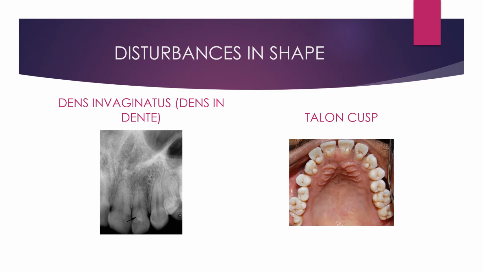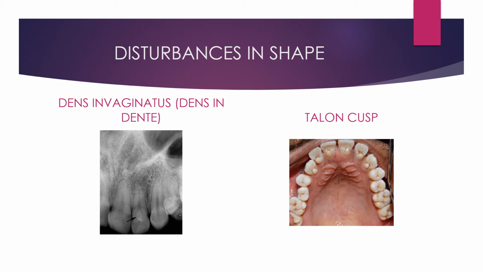Dens invaginatus describes an infolding of enamel into dentin. Due to the abnormalities, root canal therapy can be problematic. Clinically, there appears to be a deep lingual pit. Because of the depth of the pit, good oral hygiene is difficult, if not impossible. Caries in the pit causes access to the pulp very quickly. These teeth need to be sealed as soon as possible to avoid root canal therapy.